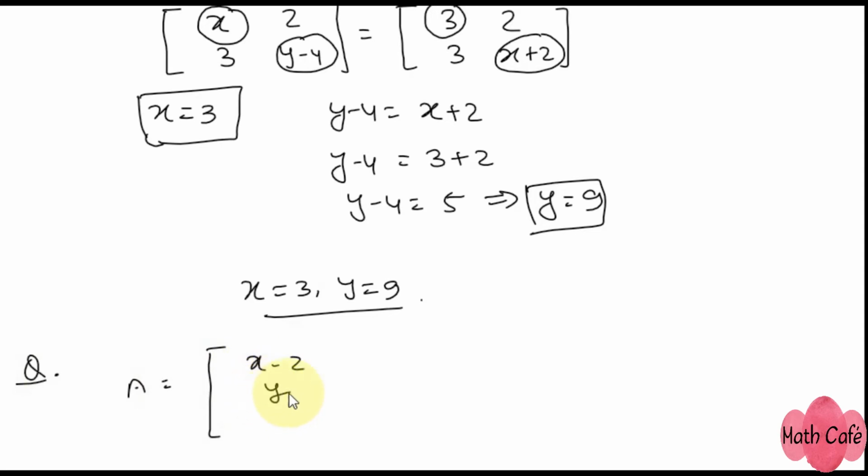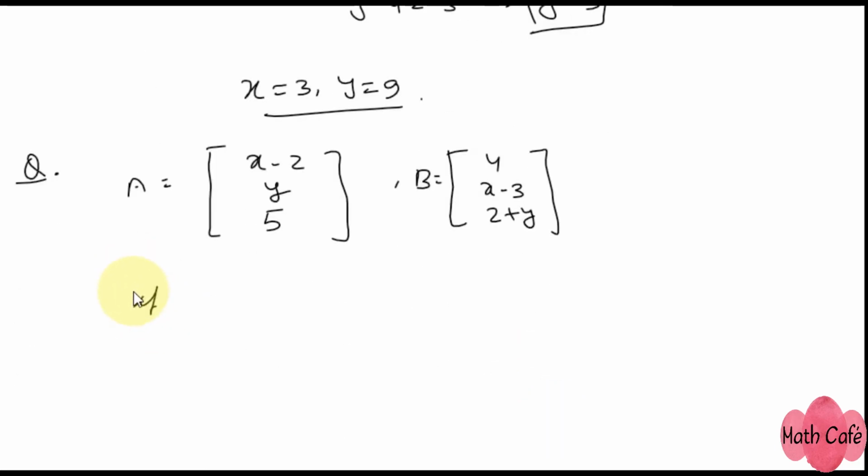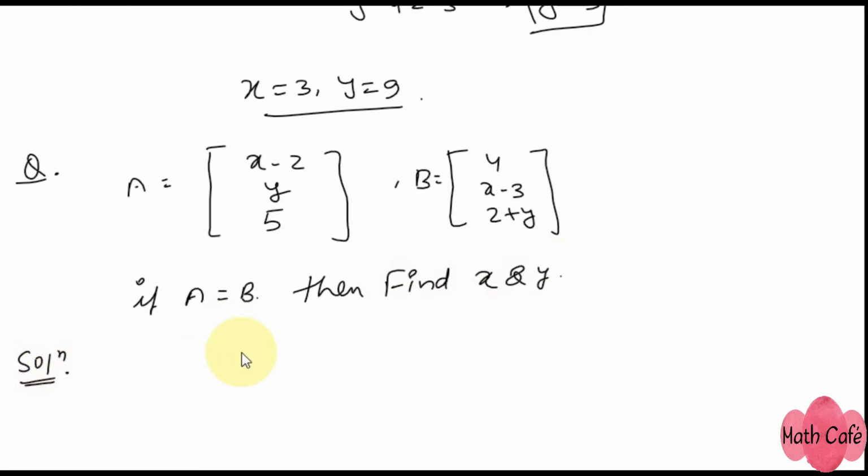If a matrix A is, let's say, x minus 2, y and 5, and another matrix B is equal to, let's say, 4, x minus 3, and let's say 2 plus y. Alright, if A equal to B, this is given in the question, then we need to find values of x and y. Alright, let's proceed with the solutions.